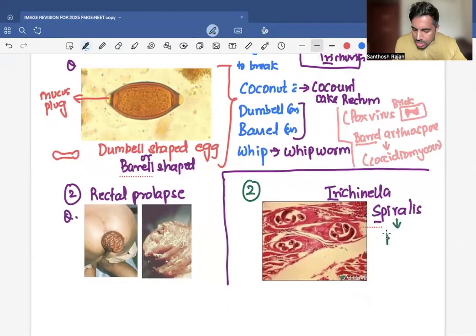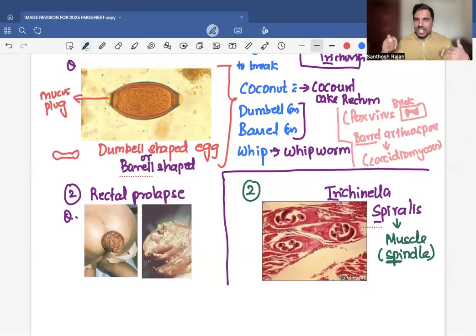Okay, muscle. Inside the muscle you can see spindle fibers, right? Muscle is like spindle. So muscle spindle. Okay, spiralis. Very simple. Muscle spindle. See, it's a spindle shape. Muscle is usually like spiral, or you can say spindle shape. So spindle like that. You remember, it's easy.